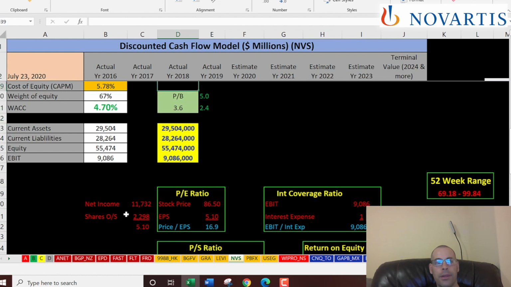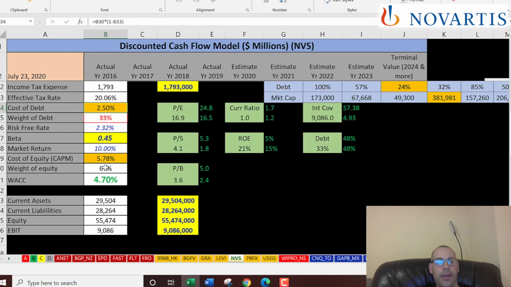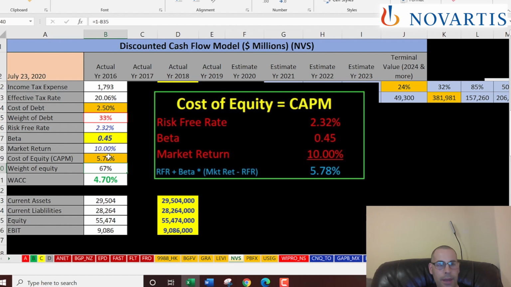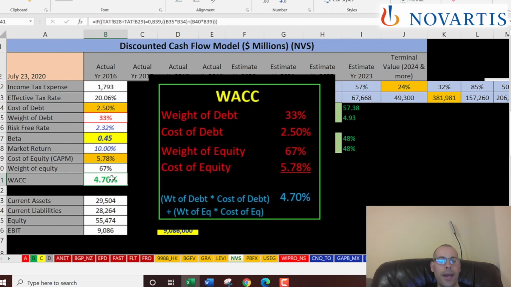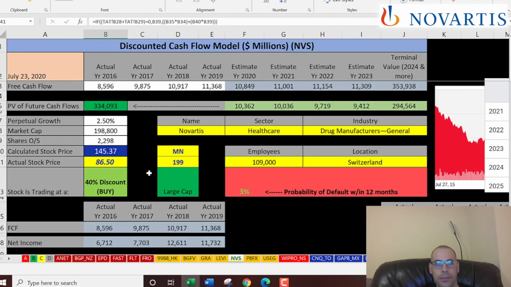Let's look at a capital structure. So they have 33% debt, and the cost of debt is 2.5%. They have 67% equity, and the cost of equity is 5.8%. And the weighted average cost of capital is 4.7%, which is a blend of the cost of debt and cost of equity. That's the discount rate we're going to apply to the future cash flows.